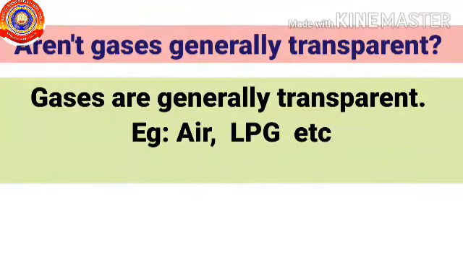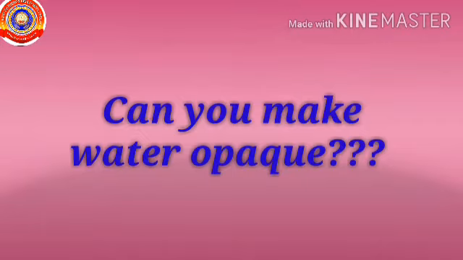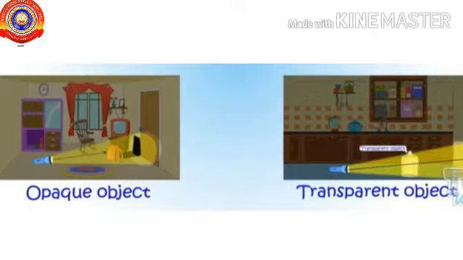Aren't gases generally transparent? Gases are generally transparent. Example: air, LPG, etc. You know that water is a transparent liquid. Can you make water opaque? How? Its answer is yes. We can make water opaque by adding large amounts of soil, watercolor and food color, etc. in it.